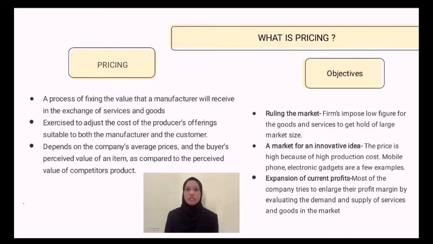We move to the next slide, which is pricing, a method of determining the amount of money a manufacturer will receive in exchange for services and commodities, used to alter the price of the producer's offerings in a way that benefits both the manufacturer and the customer. The buyer's perceived value of an item as compared to the perceived worth of competitors' products is determined by the company's average prices. The objective is ruling the market, in which firms set low prices for goods and services in order to capture a significant market share.